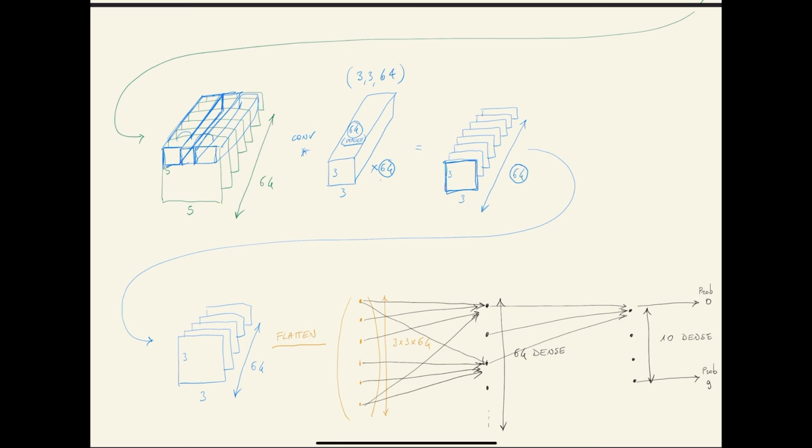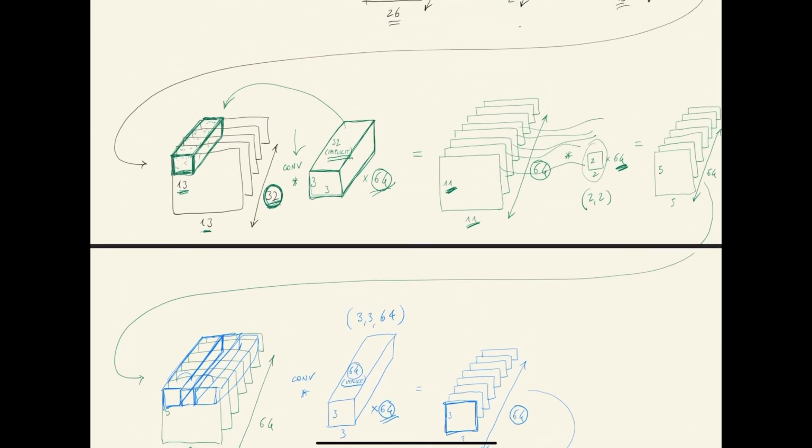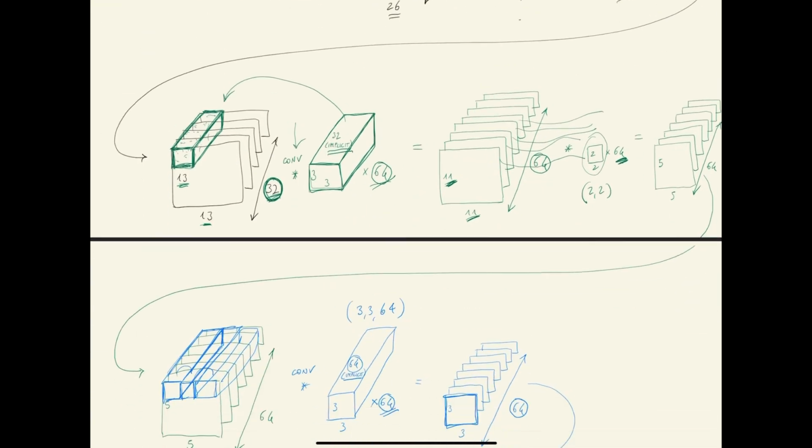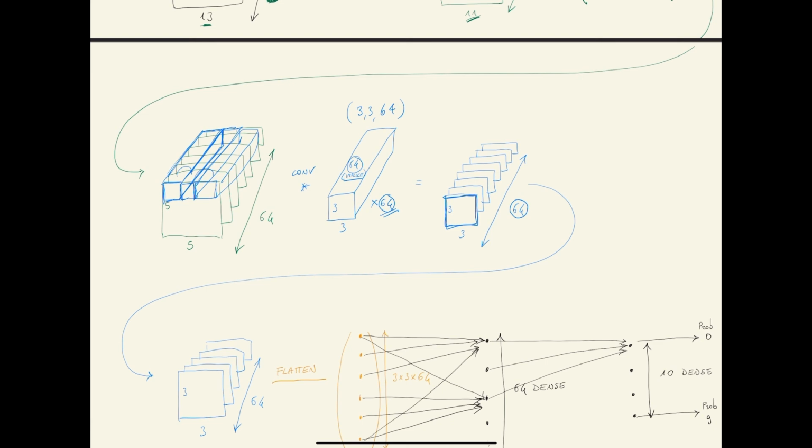And since I am doing it 64 times, and why am I doing it 64 times? Because I specified that I want 64 filters. Since I'm doing it 64 times, I have 64 matrices of dimension 3 by 3. Why 3 by 3? Because I started with 5 by 5.